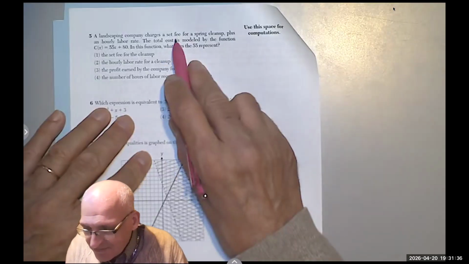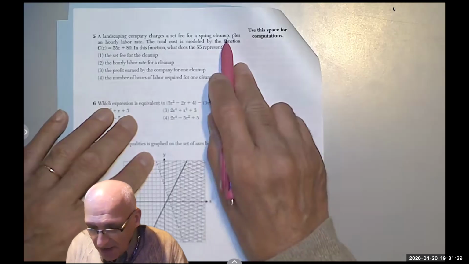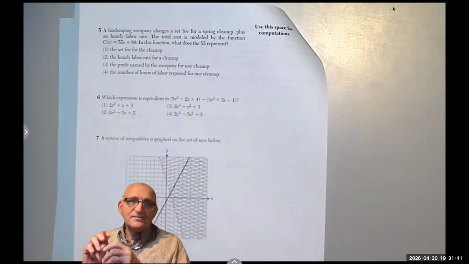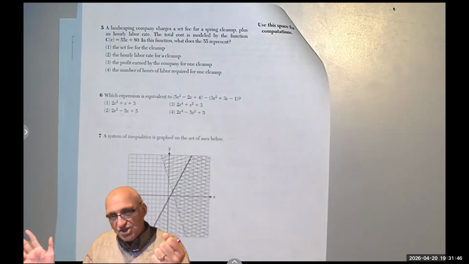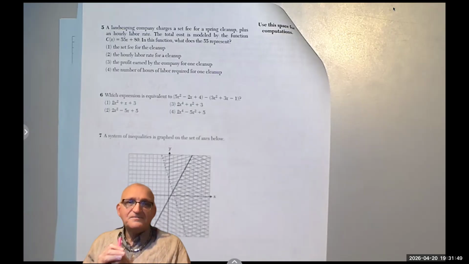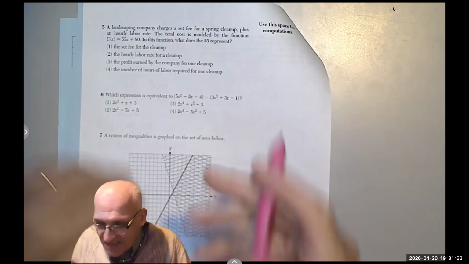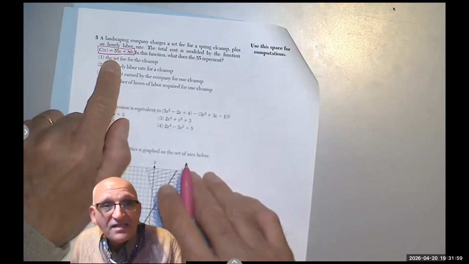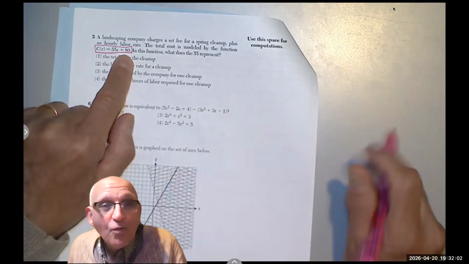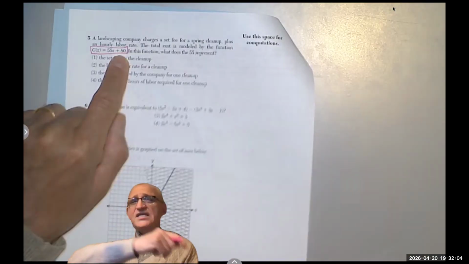Now let's move to number 5. It says a landscaping company charges a set fee for a spring cleanup plus an hourly labor rate. Always when you have something constant and something changing, think straight line. Meaning, you see here, they give you the total cost. You see that this is an equation of a straight line that has a slope of 55 and a y-intercept of 80. What's the meaning of y-intercept?